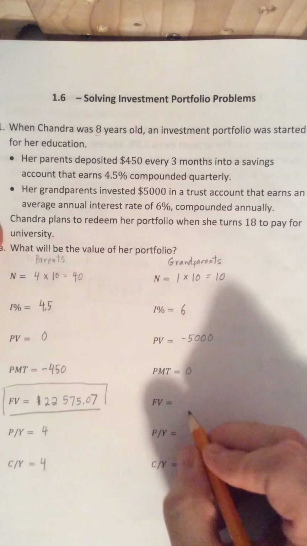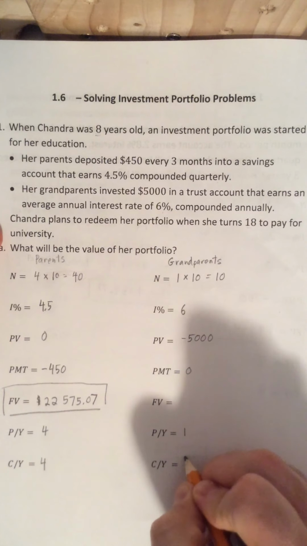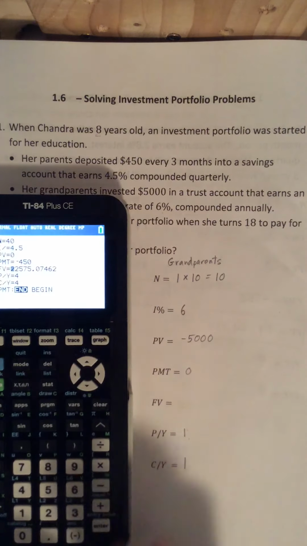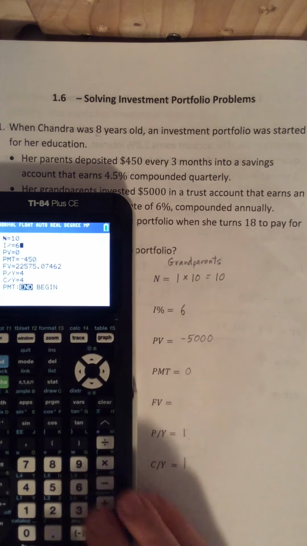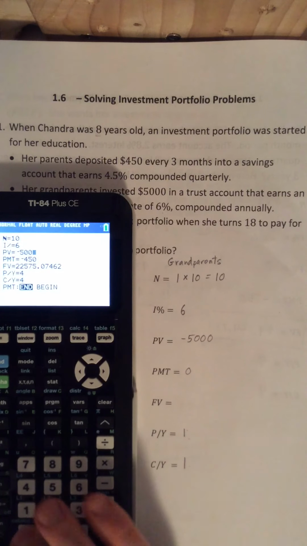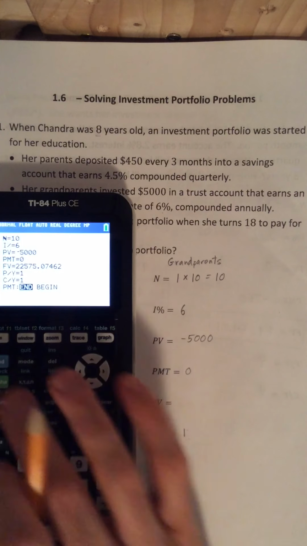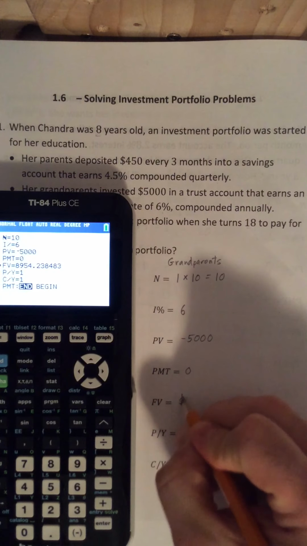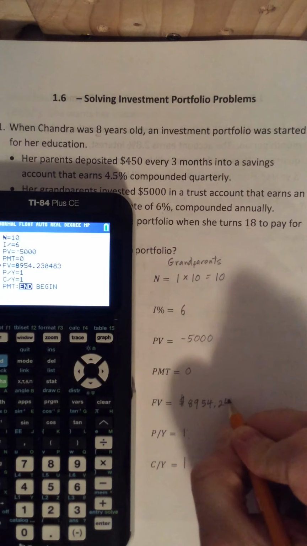There are no payments in this account. The future value is what we're looking for. It's 1 payment per year, and the compounding periods per year are 1. These have to be the same for the TVM solver. So we change the N to 10, the interest rate to 6%, negative 5,000 for the present value, 0, and 1, and 1. Then highlight the future value and press alpha and enter. This investment will be worth $8,954.24.